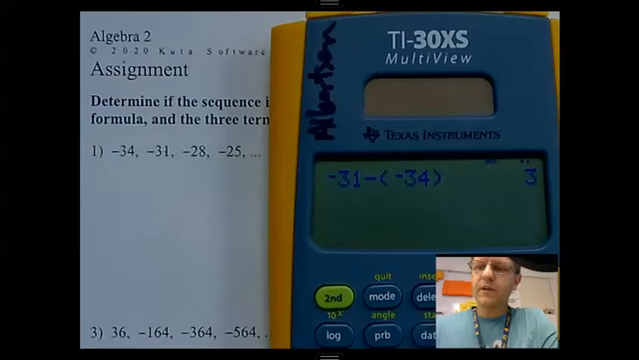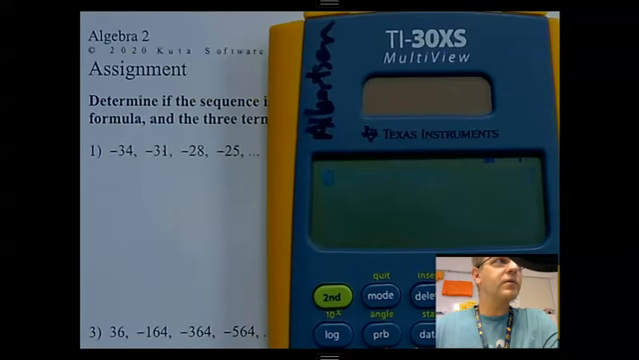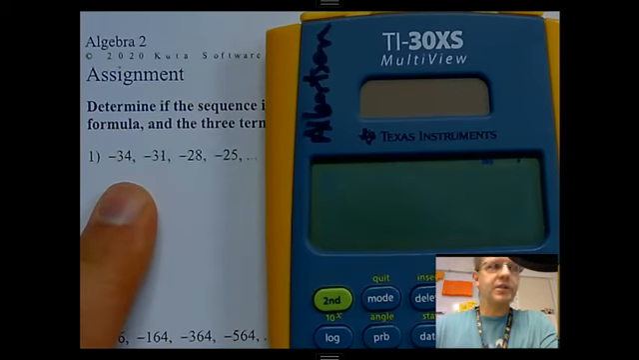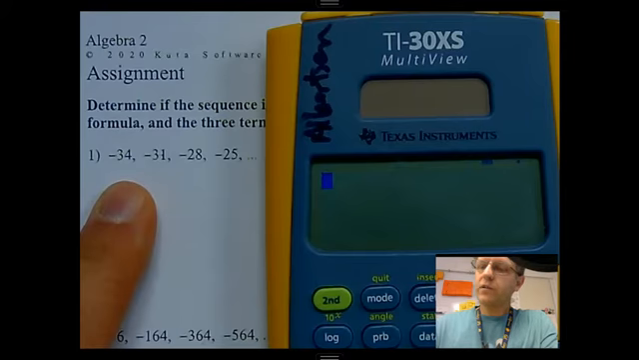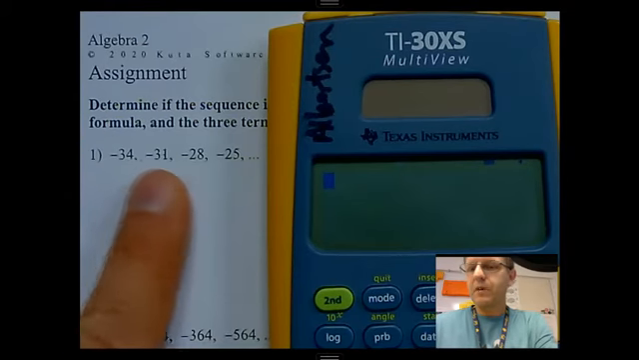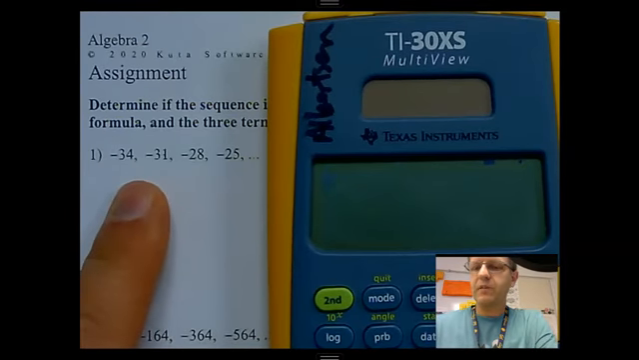Hey, this is a help video for 1.2 recursive formulas for arithmetic sequences. Let's look at the first one on the practice sheet. And we want to know what is it adding or subtracting by every time. So this might be confusing for some people. It's got negative numbers. The numbers are kind of big.